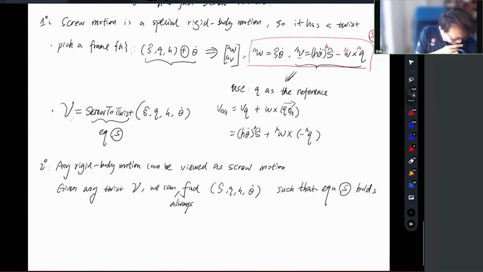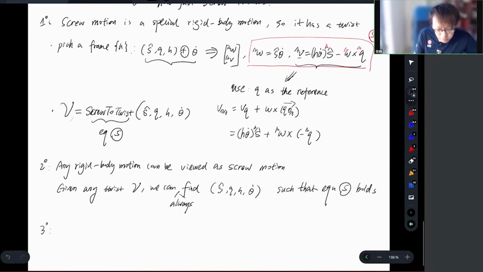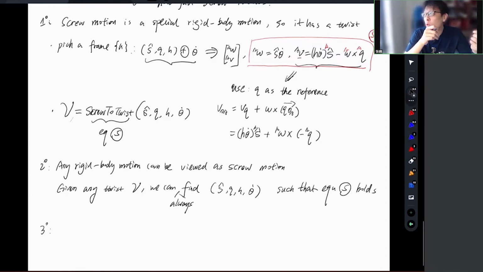The third one means that screw motion and rigid body motion have a one-to-one correspondence. Given the screw axis natural parameterization, I can find the twist. And given the twist, I can find its corresponding screw axis and the speed theta dot.